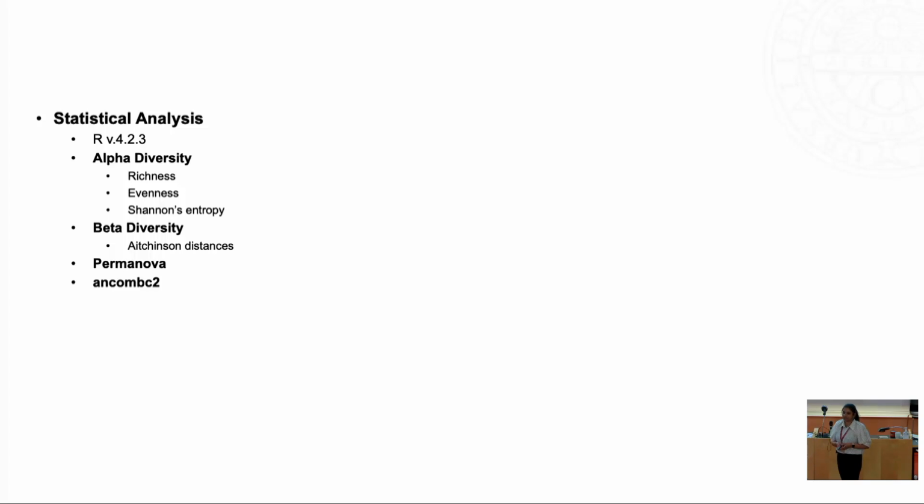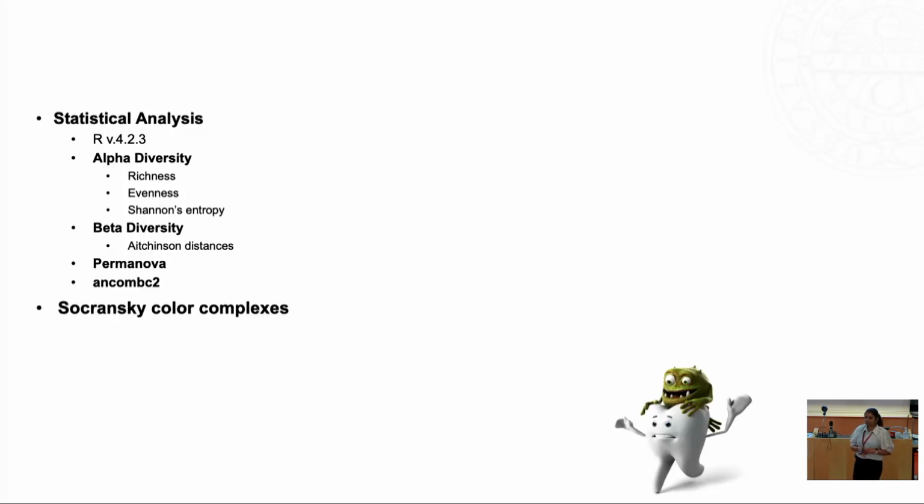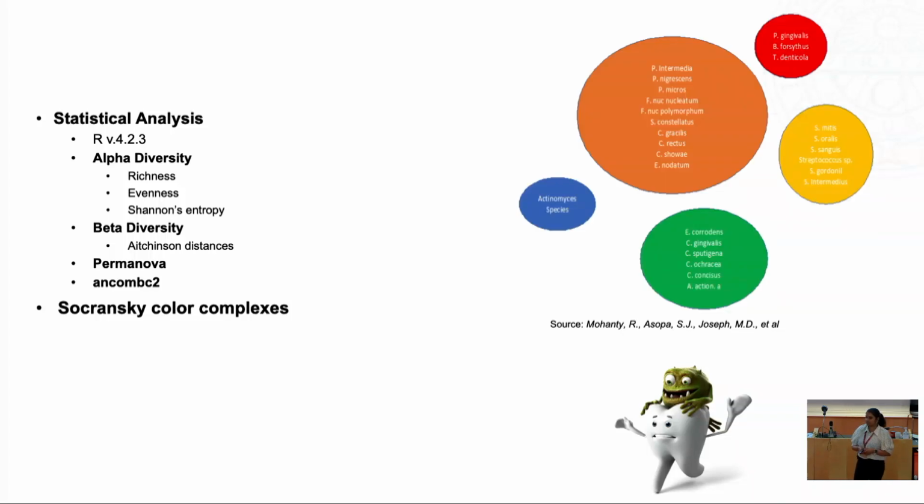Statistical analysis was performed in R, and alpha diversity was measured in terms of richness, evenness, and Shannon entropy, and beta diversity was based on Aitchison distance. In addition, we also performed PERMANOVA and ANCOM-BC. We also used the Socransky color complex on our data. It categorizes the periodontal pathogens according to their association with periodontal diseases. It was classified as shown in this figure.